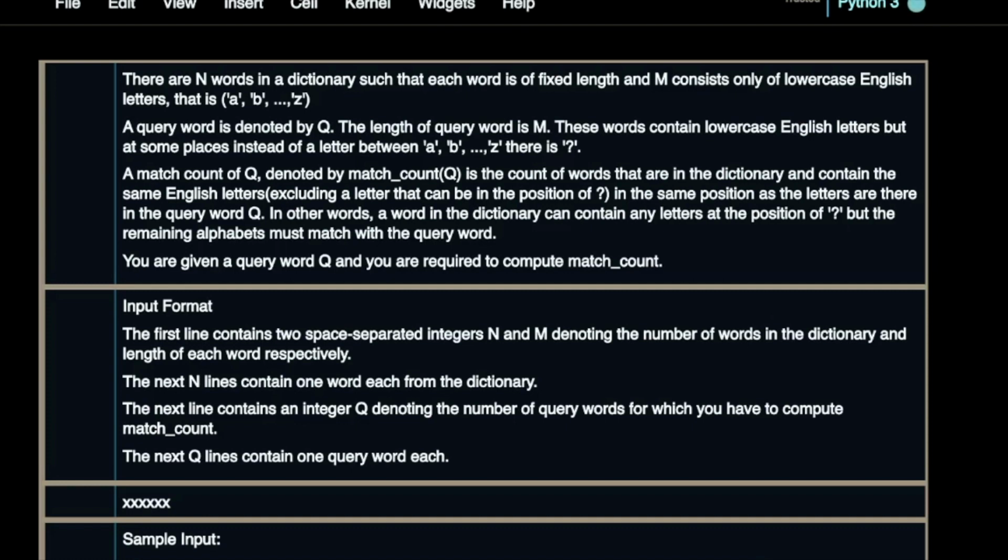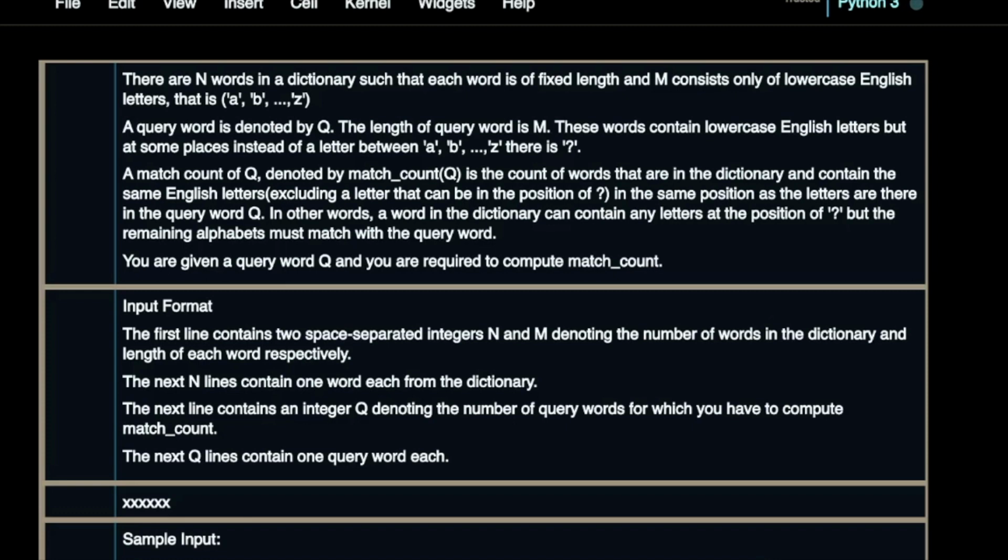A match count of Q, denoted by match count of Q, is the count of words that are in the dictionary and contain the same English letters, excluding a letter that can be in the position of the question mark, in the same position as the letters are there in the query word. In other words, a word in the dictionary can contain any letters at the position of the question mark, but the remaining alphabets must match with the query word. So you're given a query word and you're required to compute match count.